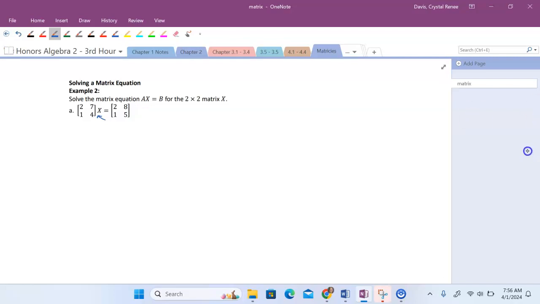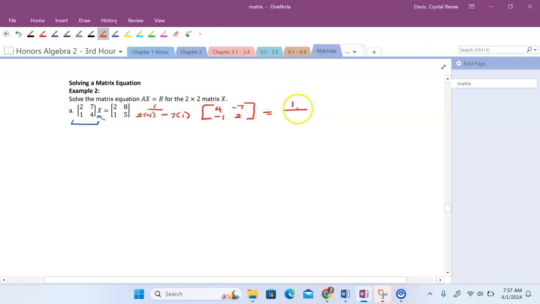Okay, so what we need to do is I first need to find the inverse matrix of this. To do that, that's what we just did in the previous video. So it's going to be 1 over the determinant. So the determinant is 2 times 4 minus 7 times 1, times, and then I'm going to flip these spots, so 4 and 2. And then I'm going to make both of these the opposite signs, so -7 and -1.